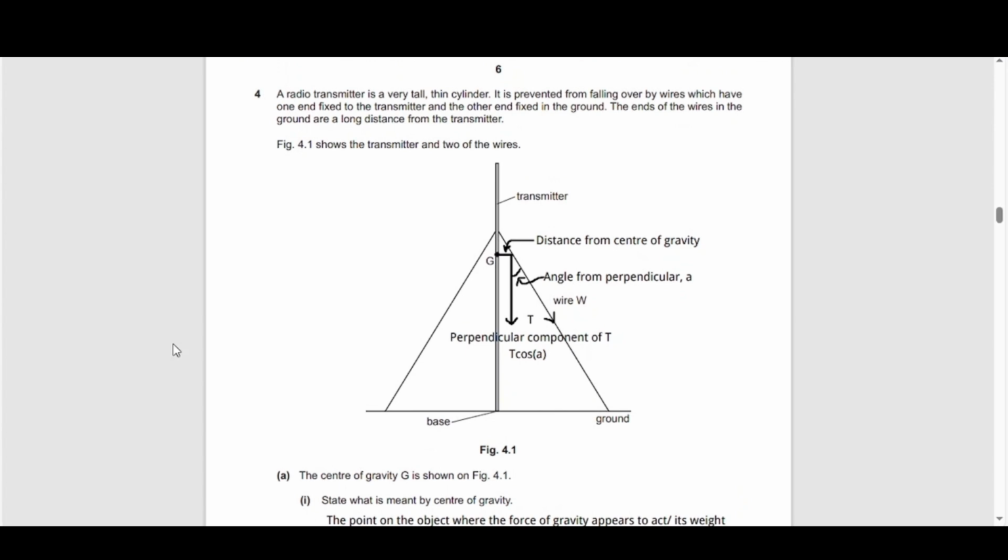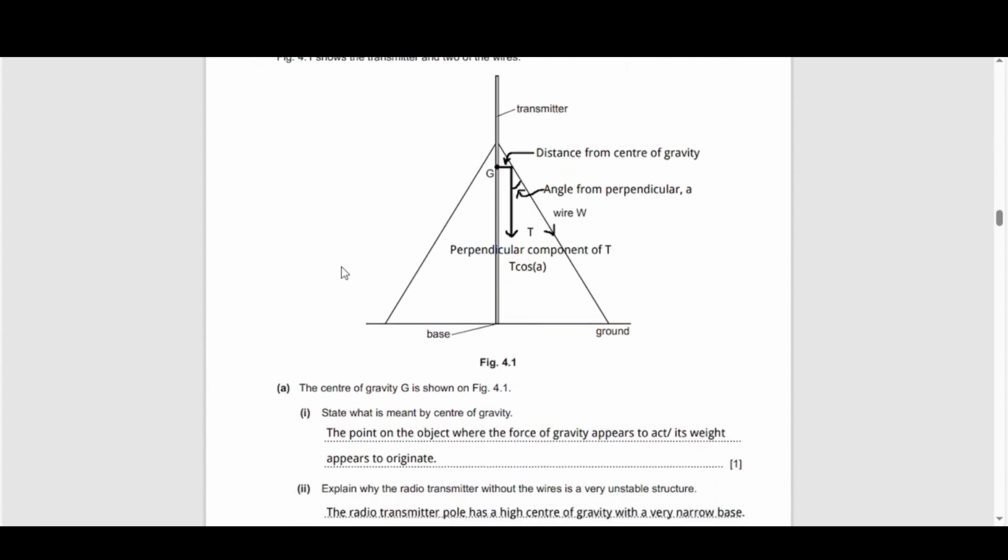A radio transmitter is a very tall, thin cylinder. It is prevented from falling over by wires which have one end fixed to the transmitter and the other end fixed in the ground. The ends of the wires and the ground are a long distance from the transmitter. So figure 4.1 shows the transmitter and 2 of the wires. So that's the transmitter. You got a couple of these wires. That's the base. That's the ground. The center of gravity G is shown on figure 4.1. So G is that point there.